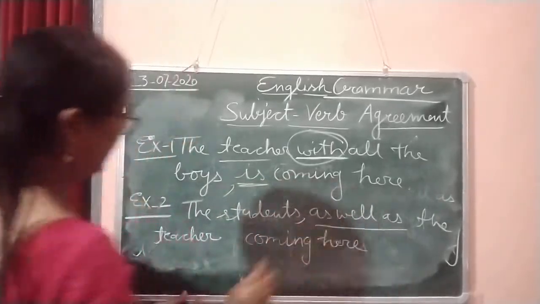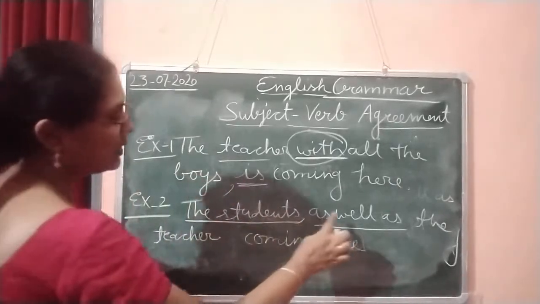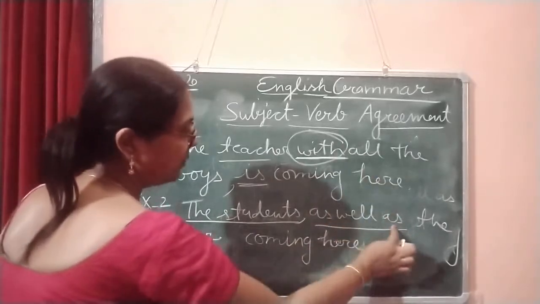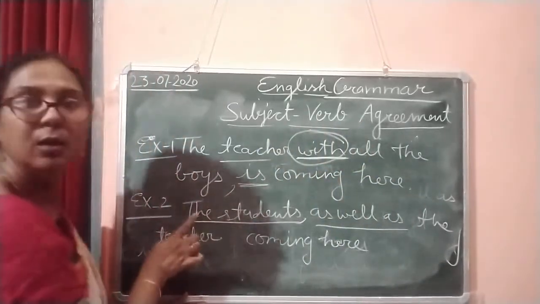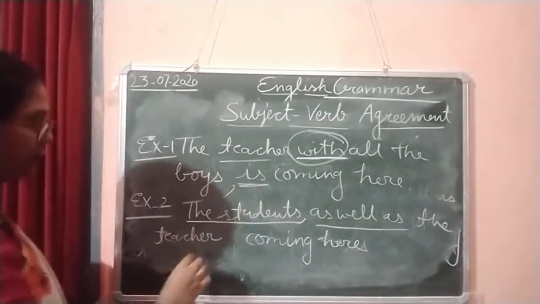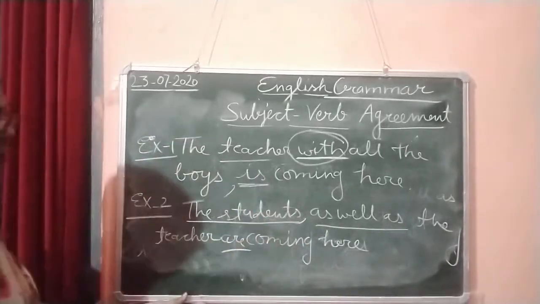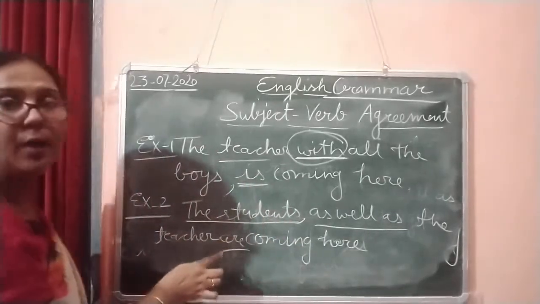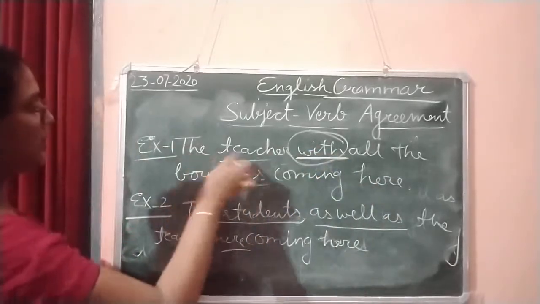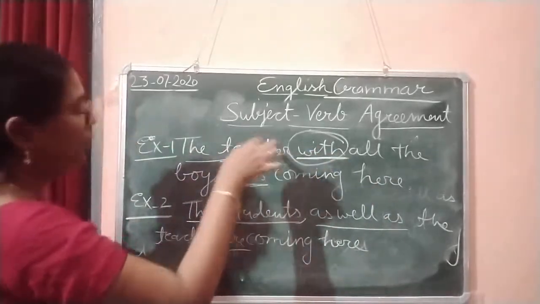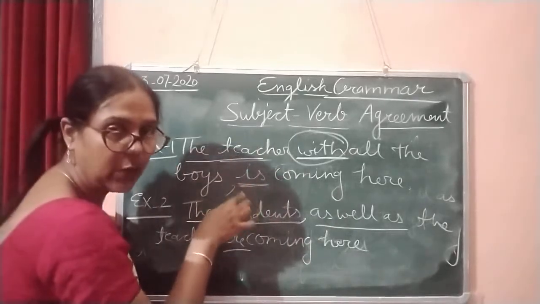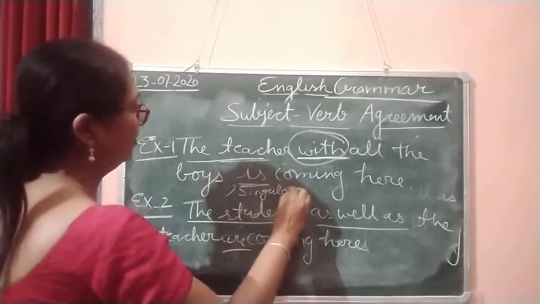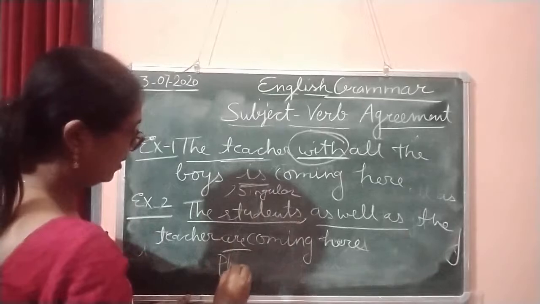Now here you can see the students, because it is written with these words, with and as well as, we are going to change according to the subject. So here we are going to write are, because students is a plural form. That is why we are writing are over here. And with this subject being singular, we are supposed to write the singular verb here. This is the plural verb, this is the singular verb, and this is the plural verb.